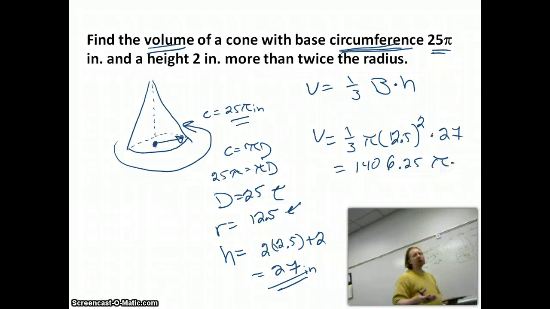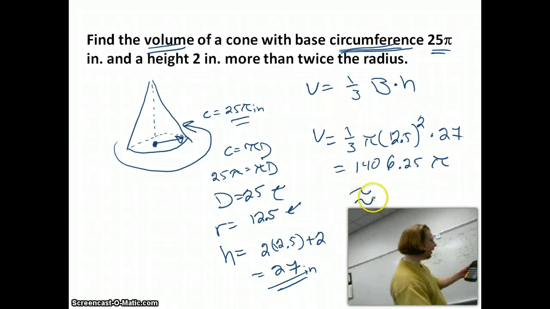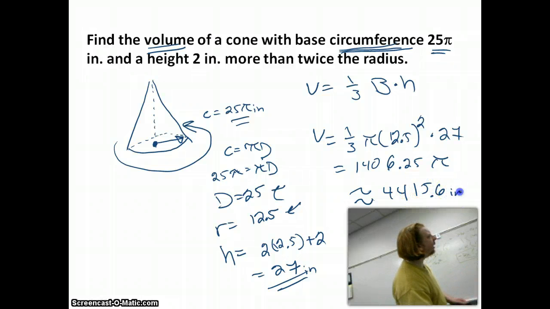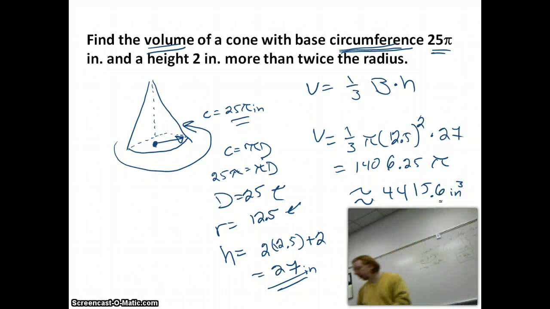The other way to kind of know that you probably don't need to leave it in terms of pi is that when I look at this, I've got a decimal times pi, even though it's a neat decimal. It's a clean fraction. We just, as a general rule, don't stop there. So you kind of know you're going after the decimal approximation, 4415.6. And remember, that's in cubic inches. You can't lose your units. They're an important part of this.